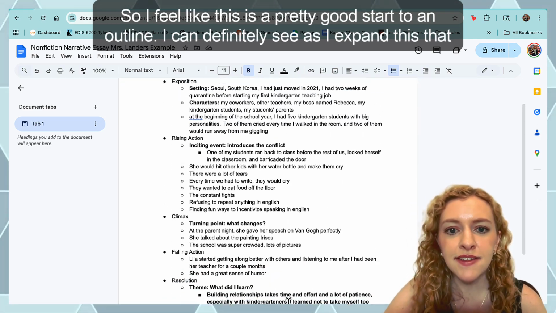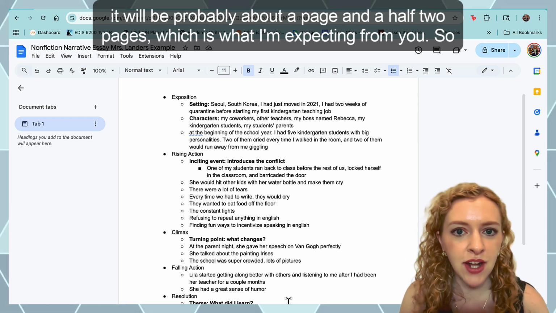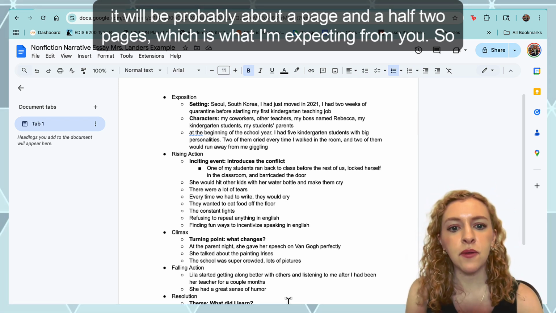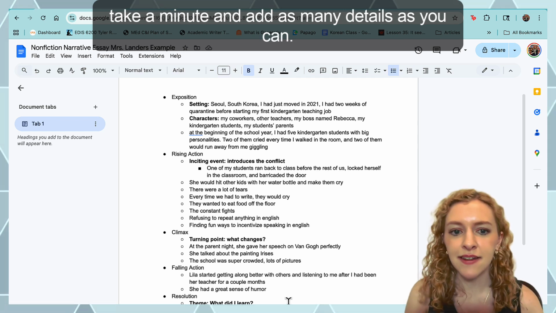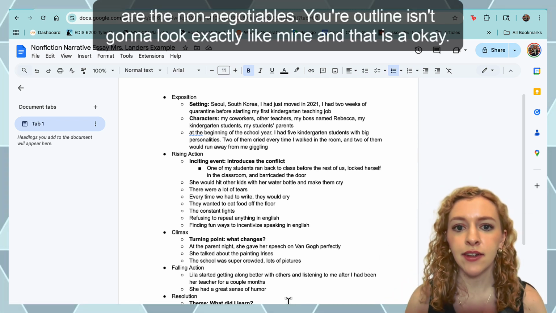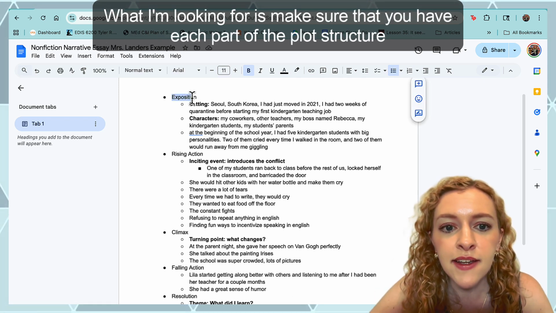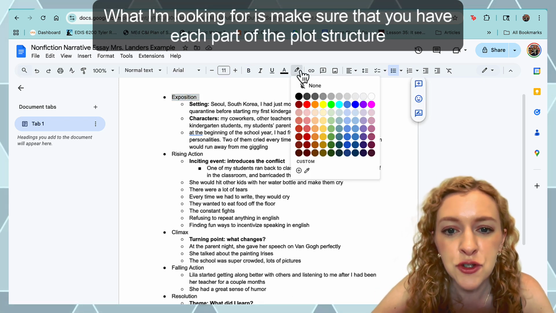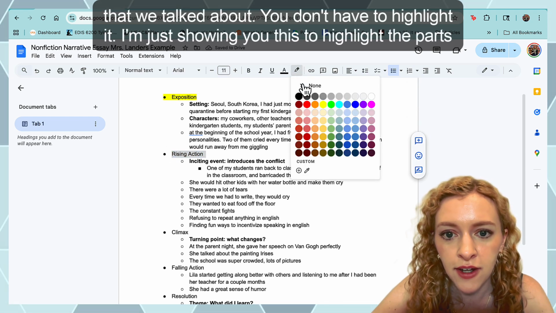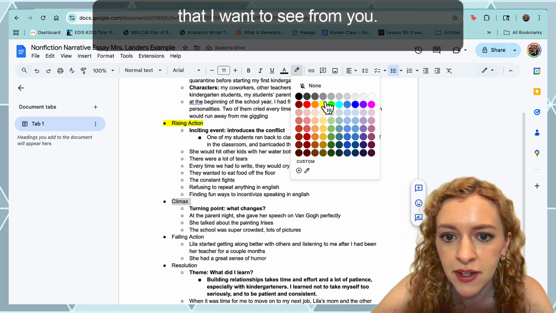All right, so I feel like this is a pretty good start to an outline. I can definitely see as I expand this that it will be probably about 1.5 to 2 pages, which is what I'm expecting from you. So take a minute and add as many details as you can. Here are the non-negotiables. Your outline isn't going to look exactly like mine, and that is a-okay. What I'm looking for is make sure that you have each part of the plot structure that we talked about. You don't have to highlight it. I'm just showing you this to highlight the parts that I want to see from you.